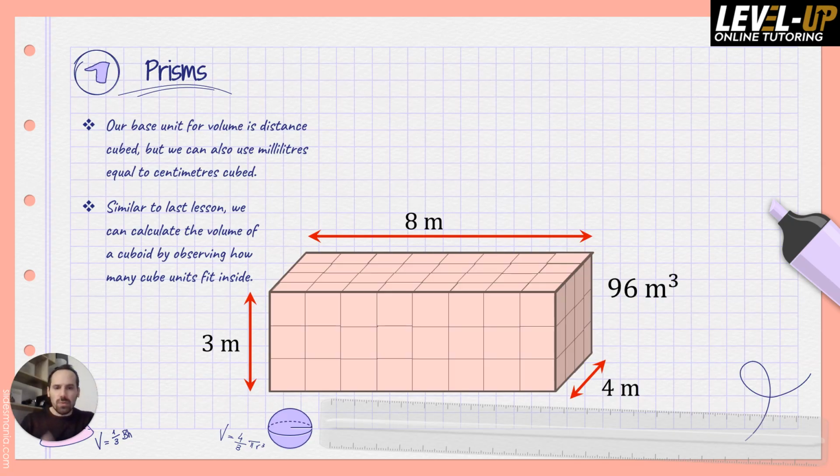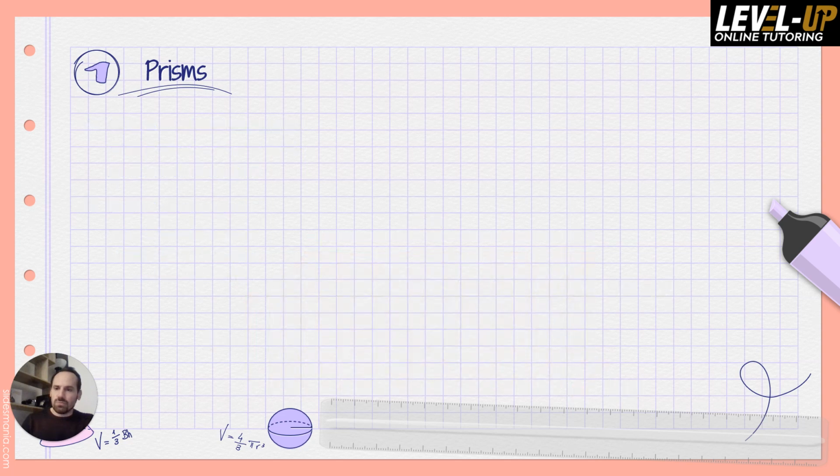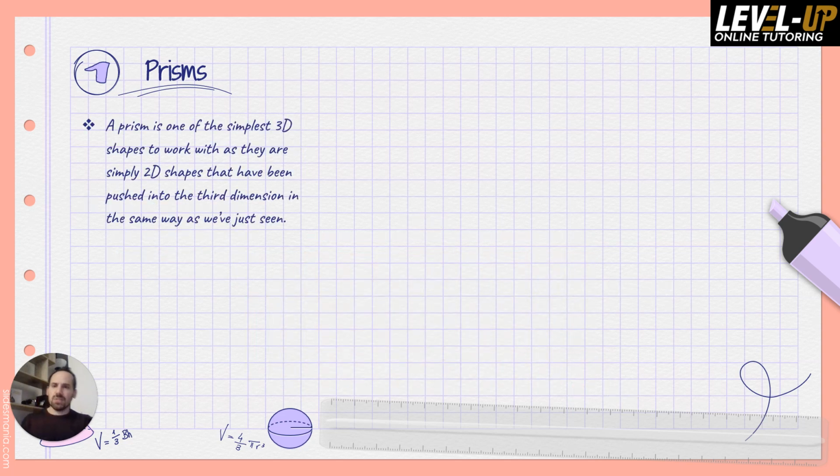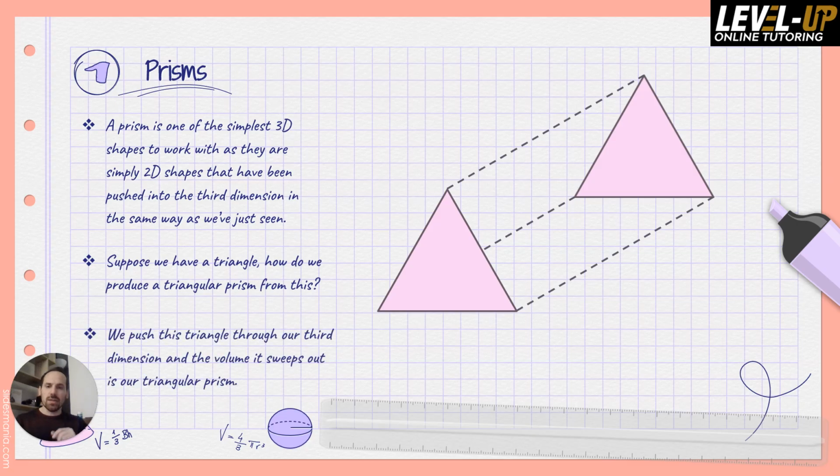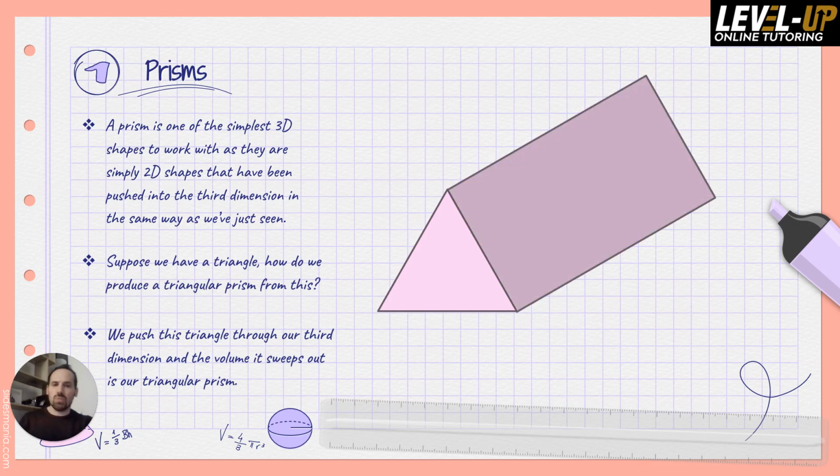Again, that's all well and good when we've got a nice cube or cuboid-like shape. We need to think, how can we extend this to work for all shapes? A prism is one of the simplest 3D shapes to work with, as it's simply a two-dimensional shape that has been pushed into the third dimension, just like what we did with the square. Suppose we have a triangle, we can make what we would call a triangular prism by taking that triangle and, again, imagining pushing it through the screen. The volume that it sweeps out will be a triangular prism.